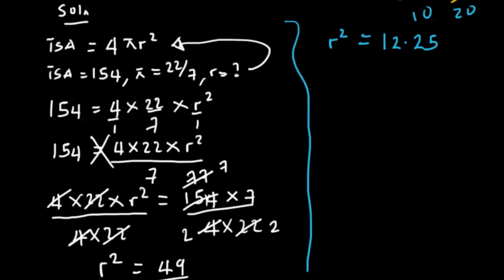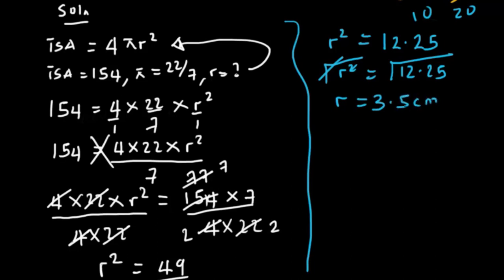But we need to find the radius. So what do we do? We find the square root of both sides. So the square root of r square equals the square root of 12.25. The square root cancels the square, so we are left with r equals the square root of 12.25, which is 3.5. So we have r equals 3.5 centimeters. And here is our answer.